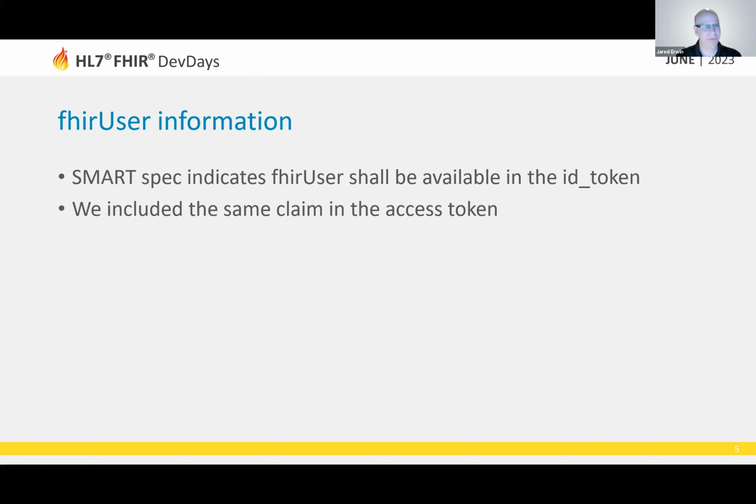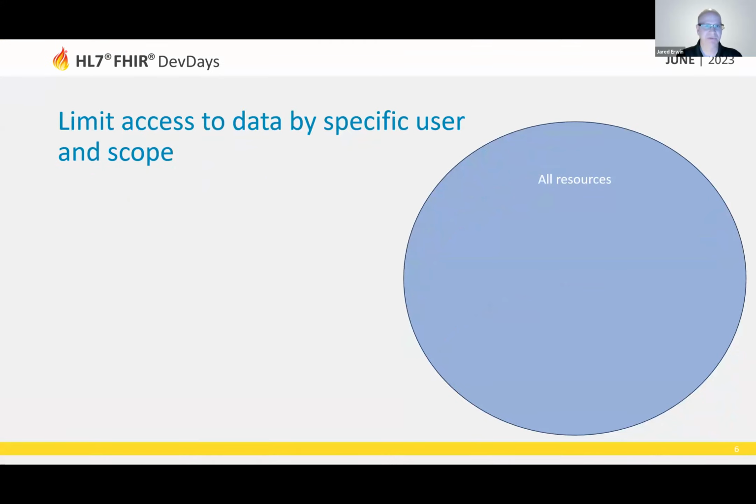So we decided to put that same FHIR user claim that should be included in the ID token also in the access token, so that when that access token comes to the FHIR server to grant authorization to this user, we'll have that information and we can then restrict access to data. So I just quickly wanted to go through an example of what that looks like.